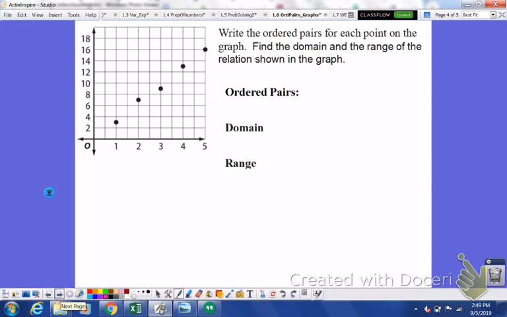And last up, some more graphing. Write the ordered pairs for each point on the graph. Find the domain and range of the relation shown in the graph. So this is just some more counting.